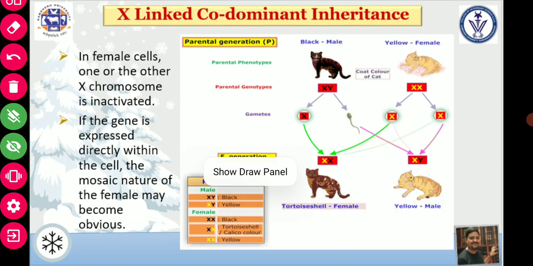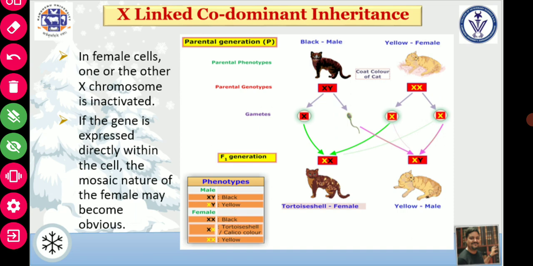Now, the third one is the X-linked codominant inheritance. It is not that important, but just see one example I have taken here. We have discussed the Lyon hypothesis in the last class. So what is the Lyon hypothesis? In females, one extra X chromosome will get inactivated. So once it is inactivated, the female will be acting as a male only. Because one X chromosome is inactivated, in total the female will have only one functional X chromosome. Although they have two, one is inactivated.